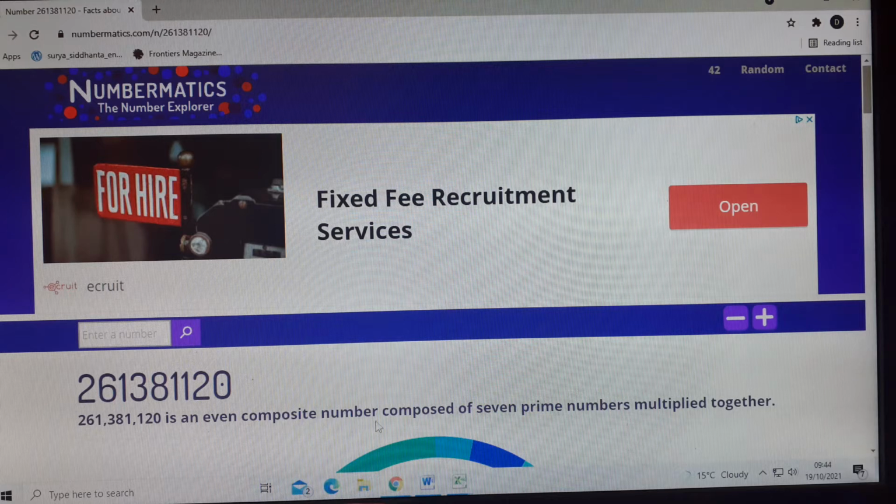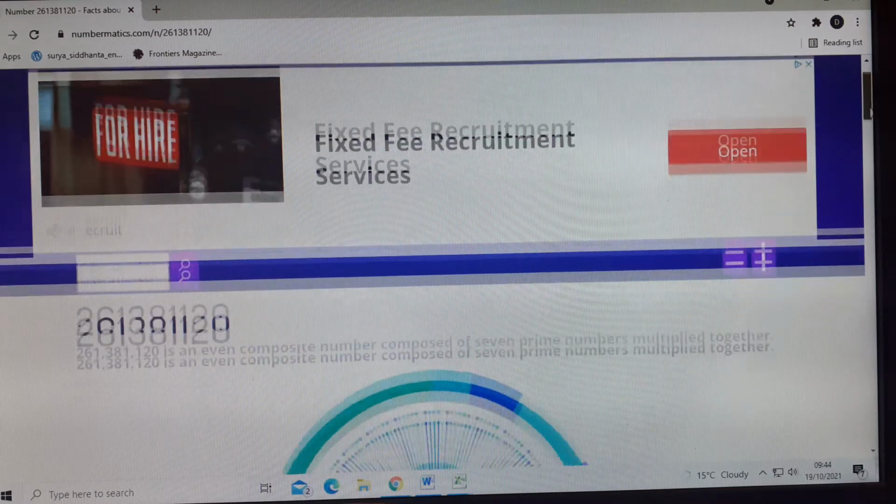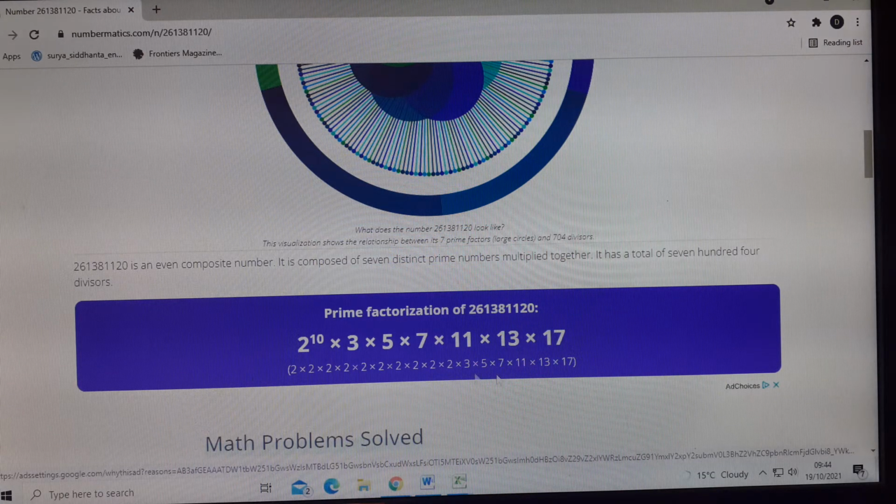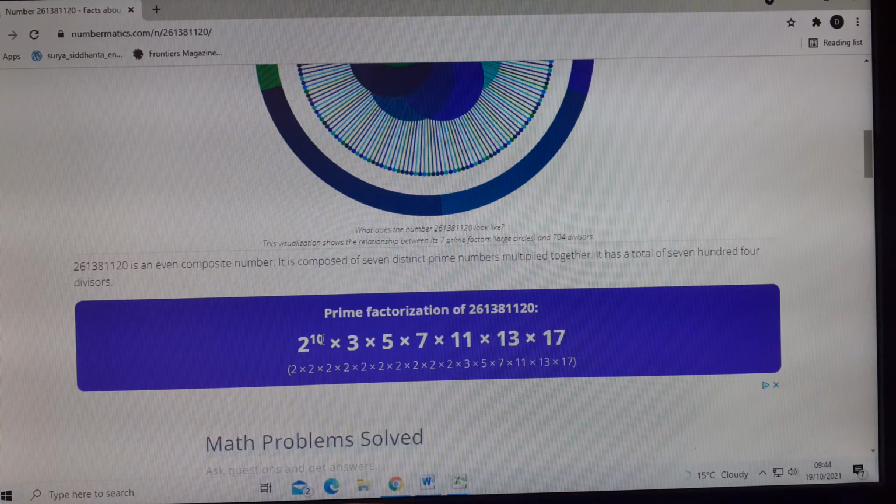It's an even composite number composed of 7 prime numbers multiplied together. It's 2 to the power 10 times 3 times 5 times 7 times 11 times 13 times 17. It contains all the primes to 17, and 2 is taken to the power 10. Now when I saw this, I realised immediately that it's deliberate on behalf of the designers. This is something that I keep repeating, but it's very true.